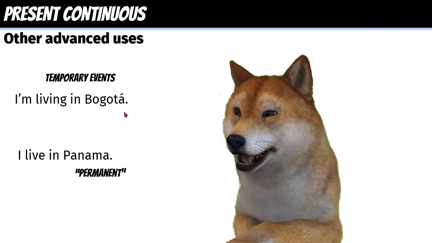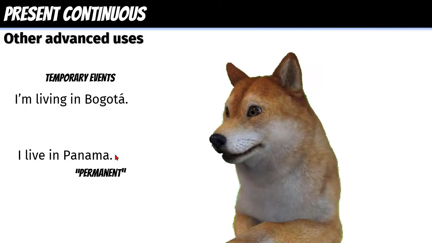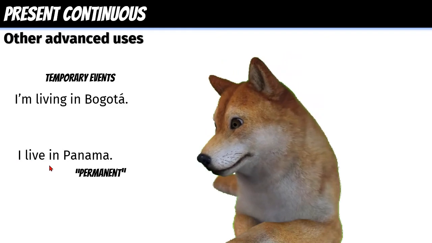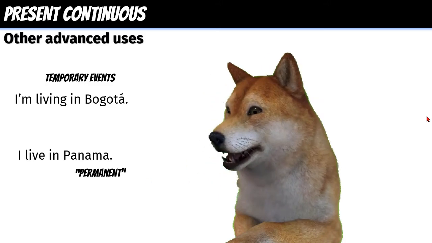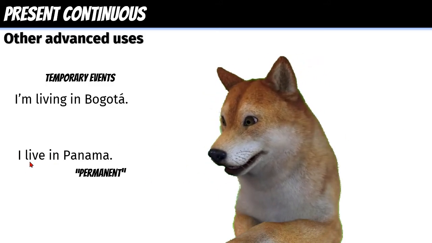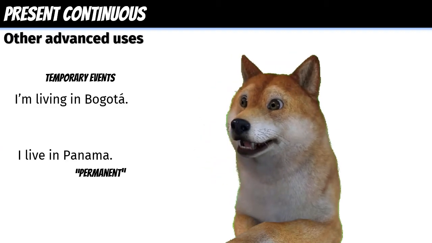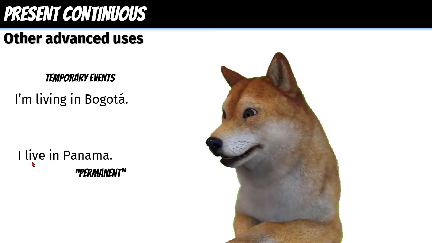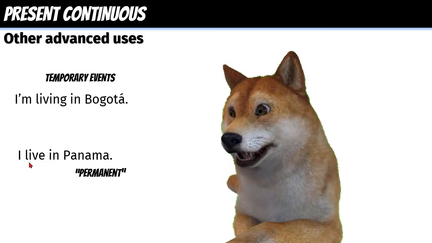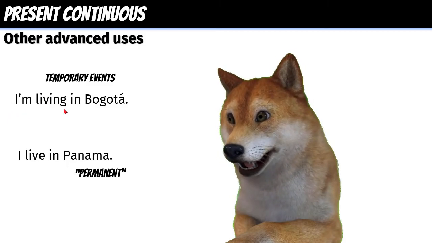I'm living in Bogota for 3 months because of an interview or a new job. I live in Panama or I live in Bogota is because it's either permanent or for a really long time. Remember, the present simple here, it's for permanent or facts or routines. So if it falls in either of those categories, it's gonna be I live. If it is temporary, you're going to use am living, okay?